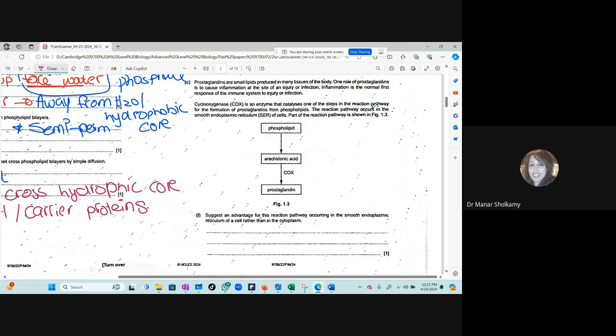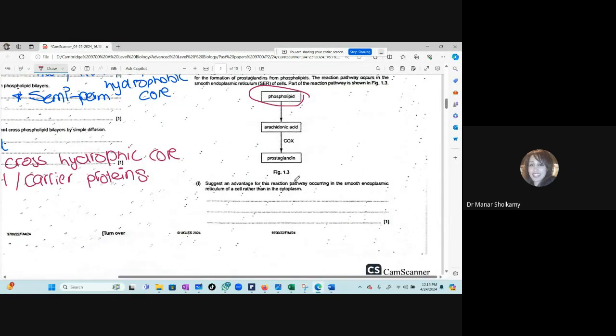Okay, this question. Let's continue. This enzyme will catalyze one of the steps in the reaction pathway for the formation of prostaglandins from phospholipids. The reaction pathway occurs in the smooth endoplasmic reticulum of cells. Part of the reaction pathway is shown. So this is the reaction pathway. I have a phospholipid, and then it will change into an acid, and then with the help of the enzyme, this acid will change into a prostaglandin. Suggest an advantage for this reaction pathway occurring in the smooth endoplasmic reticulum of a cell rather than in the cytoplasm. Again, a very easy question. Who will give me an answer?